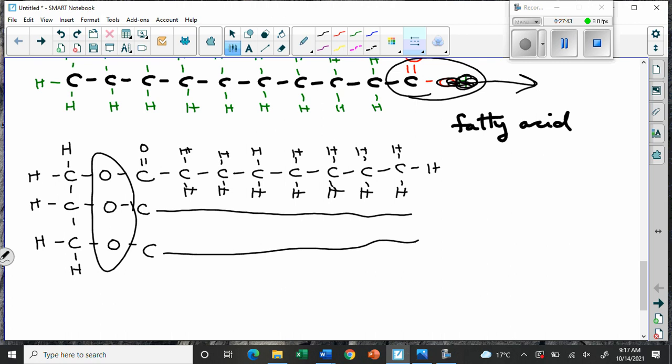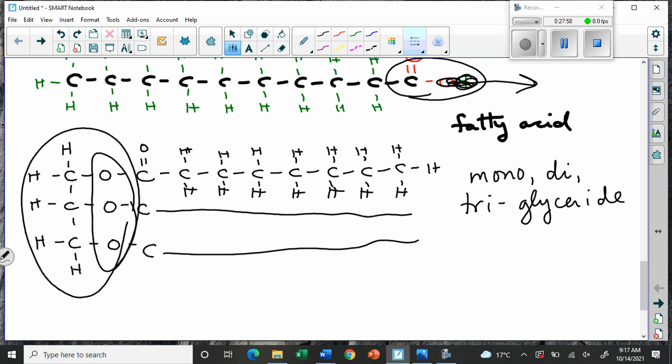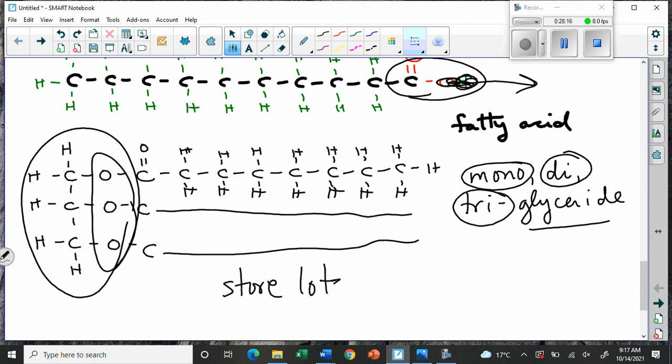So you get the mono, or the di, or the triglyceride. You can see how the names work, right? Glyceride. It's got this glycerol. Remember I told you that was called glycerol. And you attach the fatty acids to it to make a glyceride. And if you attach 1, it's mono. If you attach 2, it's di, and so on. But these are big molecules, which means they have lots of bonds, which means they store a tremendous amount of energy. Store lots of energy in their bonds.